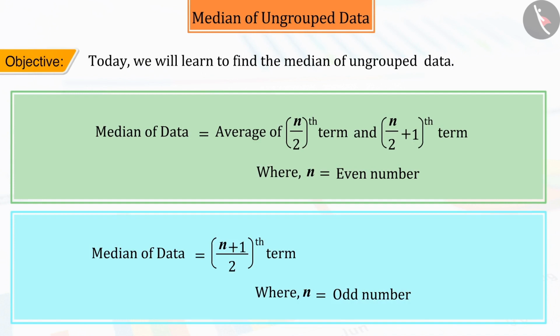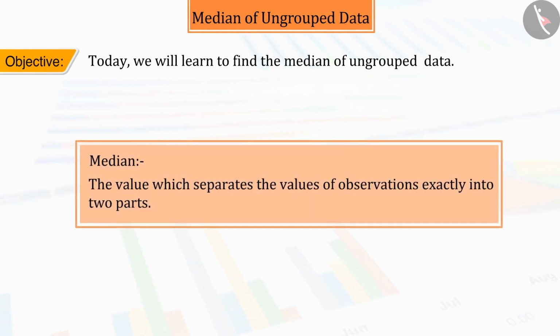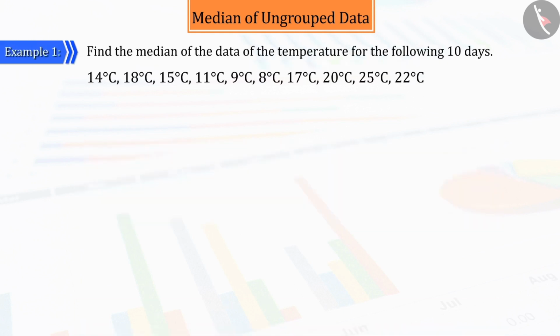So let us start with the median of ungrouped data. We can assume from the name median that there must be some involvement of center point here. This means that the median is the value which separates the values of observations exactly into two parts. Can you tell what would be the median of the temperature of the following 10 days?